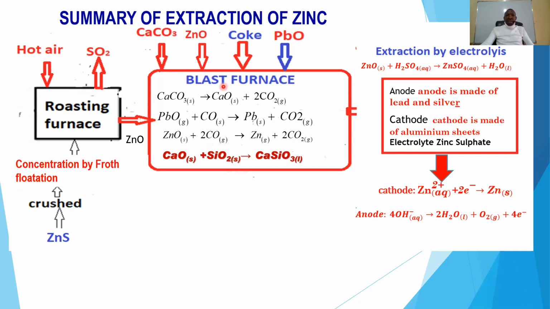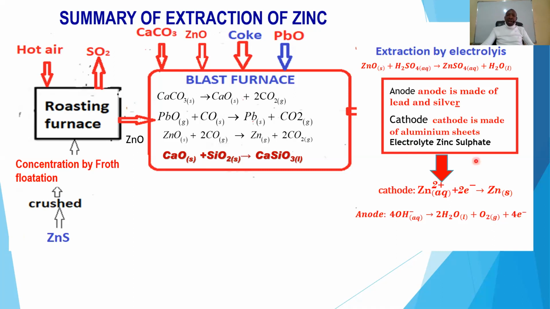So that is one. The extraction of zinc uses two methods. Either you can use the reduction, which occurs in the blast furnace, or we can use extraction by electrolysis. In the extraction by electrolysis, we first of all react zinc with sulfuric acid to form zinc sulfate plus water. Then we take this zinc sulfate to the electrolytic chamber, whereby we use an anode made up of silver and lead and a cathode made up of aluminum sheet. The electrolyte is zinc sulfate.